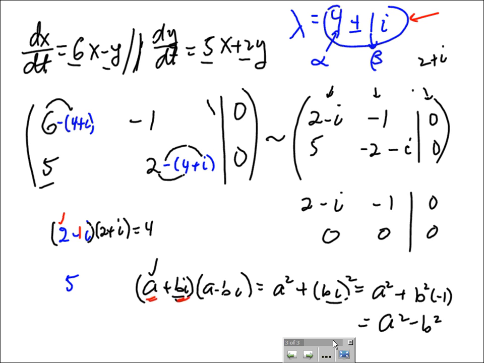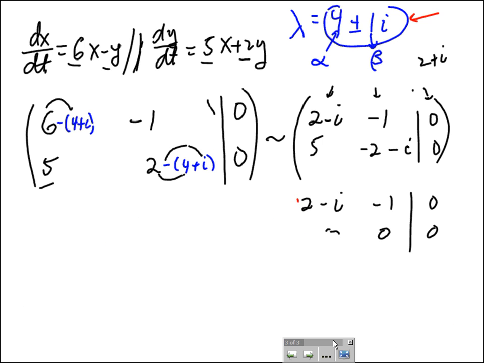A is 2, b is 1. B is being multiplied by the i. The a and the b are real numbers. So you end up with a real number. And if that real number would have been 4, well then this would be 4 and that's 5. I would get them both to be 20. But I lucked out. It turned out not to be 4, but it turned out to be 4 plus 1, or 5. Which is exactly what the second row was.